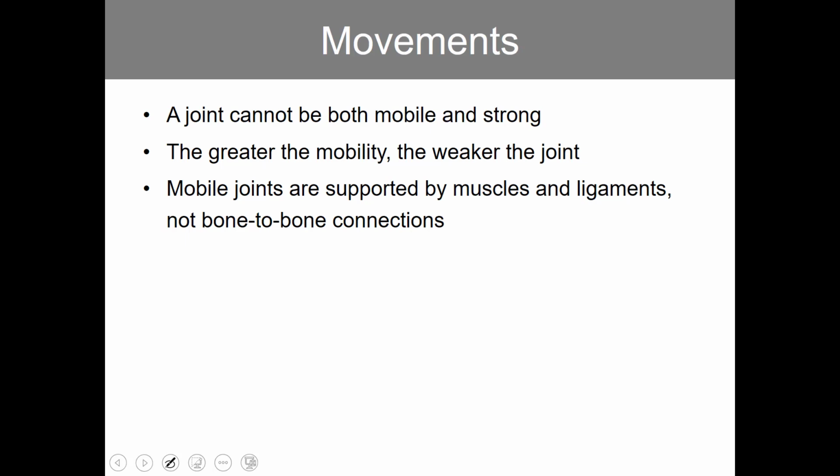In the end, a joint cannot be both mobile and strong. The greater the mobility, the weaker the joint. So mobile joints need lots of support from muscles and ligaments and tendons and fat and bursae and menisci. They need a lot of support.